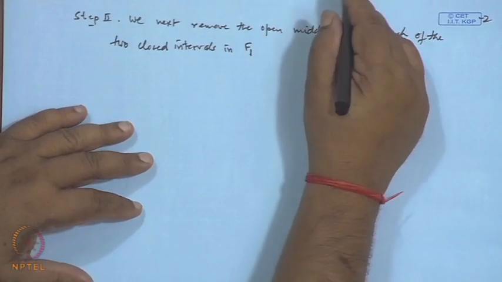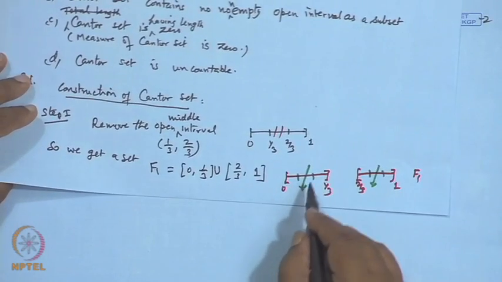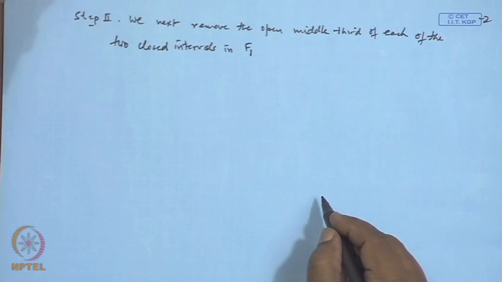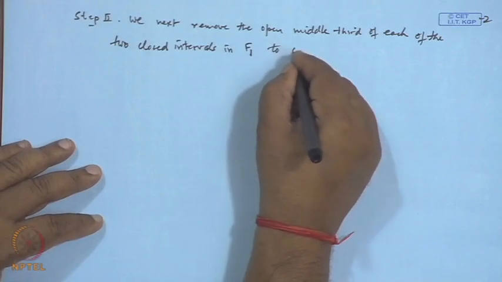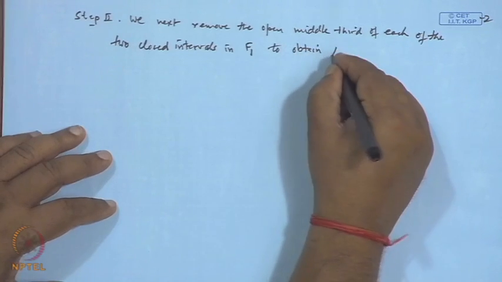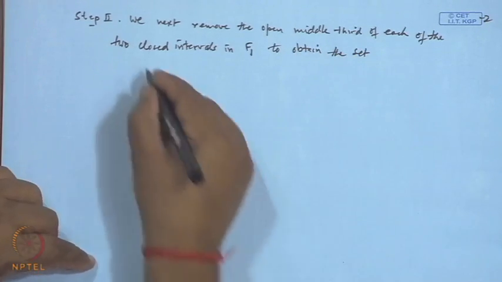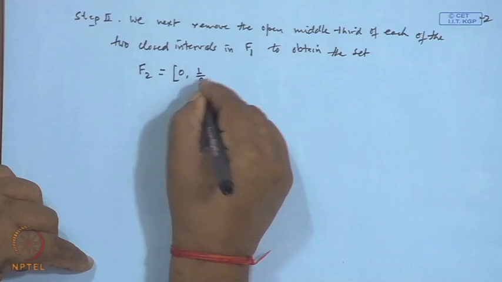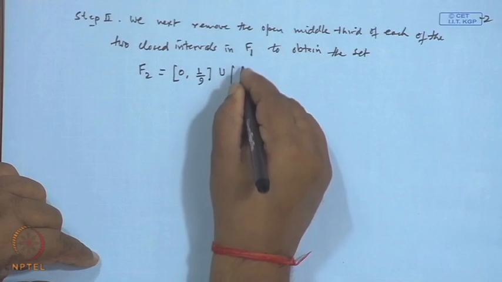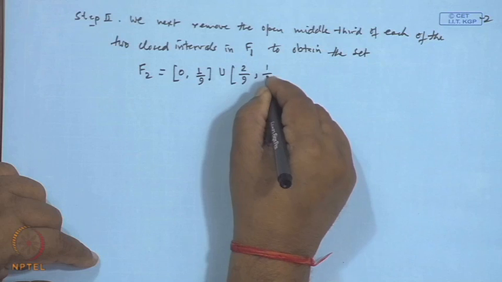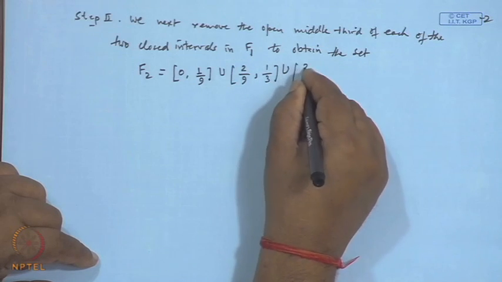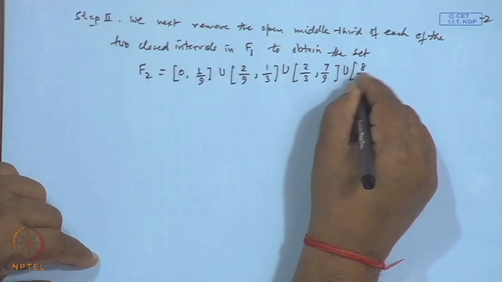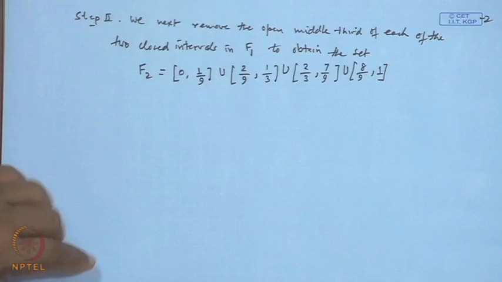That means we divide the remaining intervals further into 3 parts and remove the middle open interval from each, to obtain the set which we denote by F2: [0, 1/9] union [2/9, 1/3] union [2/3, 7/9] union [8/9, 1].